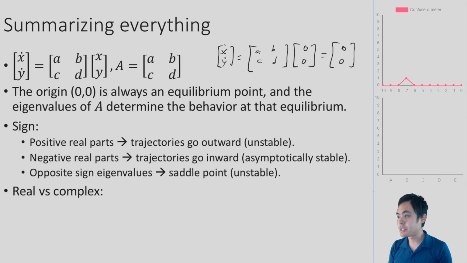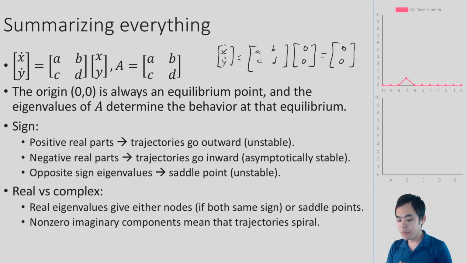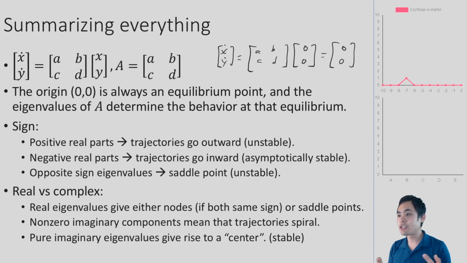Next, we also have real versus complex eigenvalues. Real eigenvalues result in either nodes if both of the eigenvalues are the same sign, or saddle points if they're different signs. Non-zero imaginary components mean that the trajectories spiral. And if you have pure imaginary eigenvalues, they give rise to a center, which is stable. Okay, so this is our review from lecture 10C.